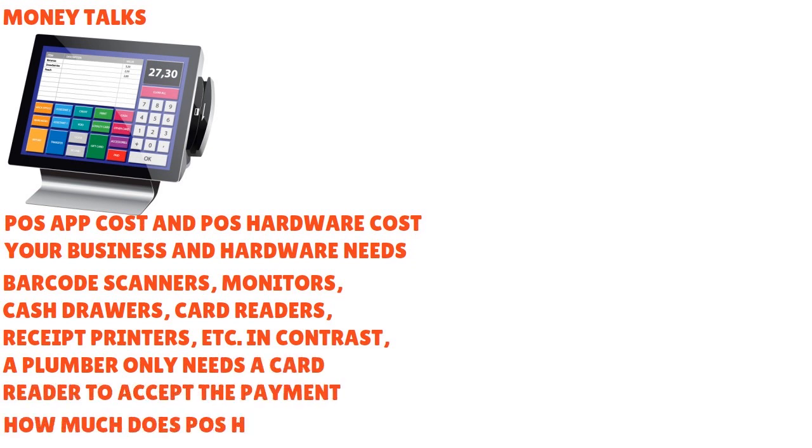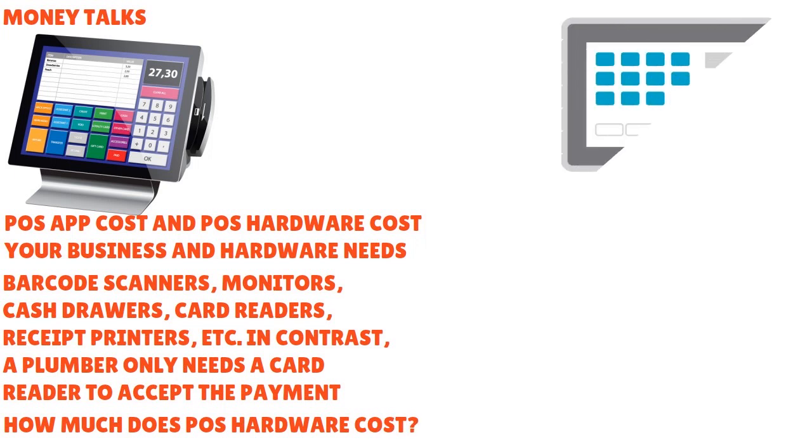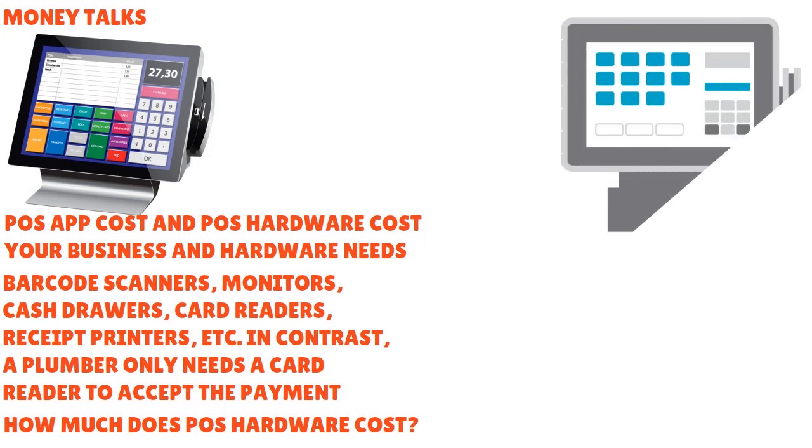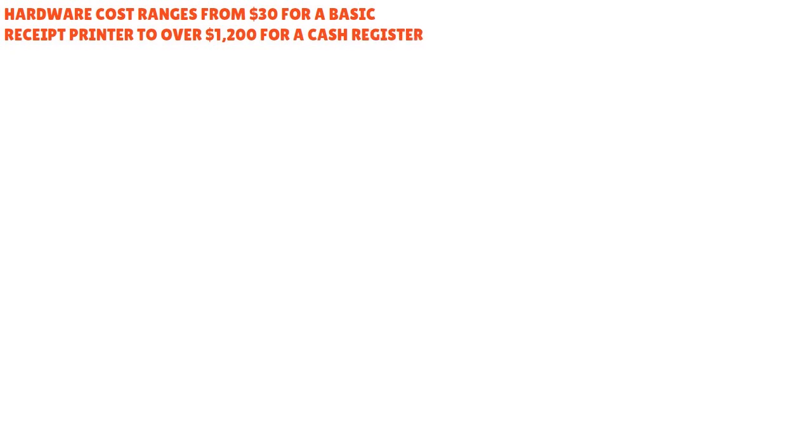Now, how much does POS hardware cost? Well, POS hardware is the device actually that allows your business to accept payments and process transactions. So the POS hardware cost ranges from $30 for a basic receipt printer to over $1,200 to $1,500 for a cash register. So here's a breakdown.